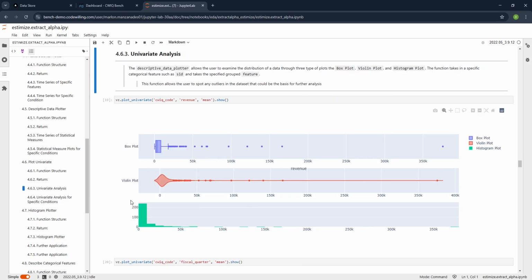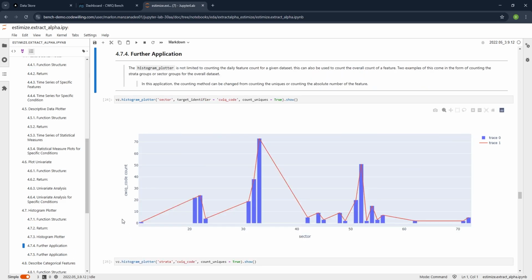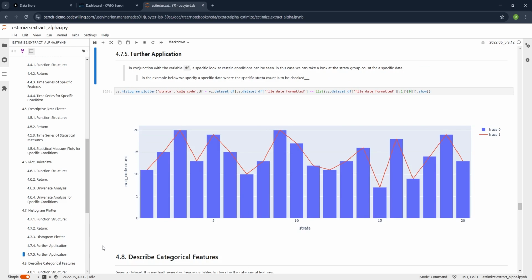We can also do some univariate analysis to check for existing outliers such as box plots, violin plots, and histograms. Another plot would be the CWIQ codes through time. We can see that it is kind of uniform. The coverage is continuously increasing, which is a good sign. We can also do some histogram to see the distributions of the dataset. With this, we can see how our dataset is distributed across the sectors and vice versa.